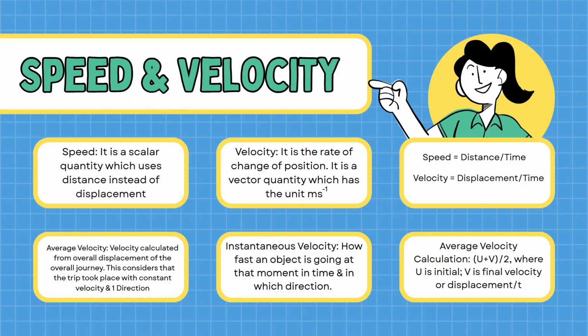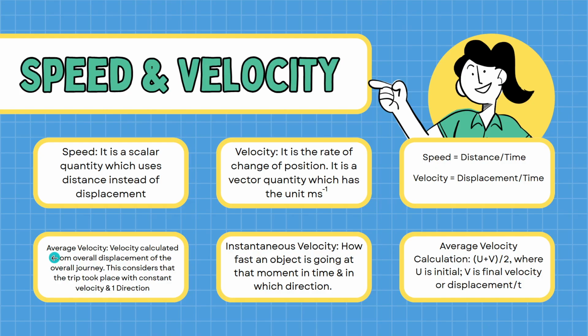It is a vector quantity which has the unit meter per second, or ms negative 1. In IB terminology, we use ms minus 1. So both of these have the units ms negative 1. And velocity is equal to displacement over time. Now we'll be taking a lot of looks at velocity in the IB curriculum.